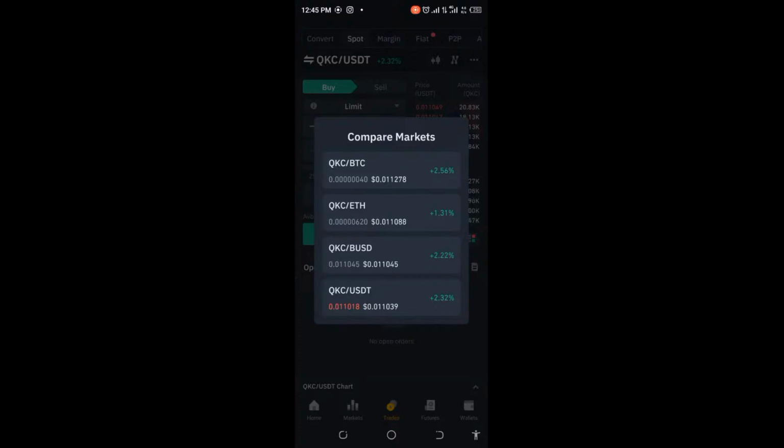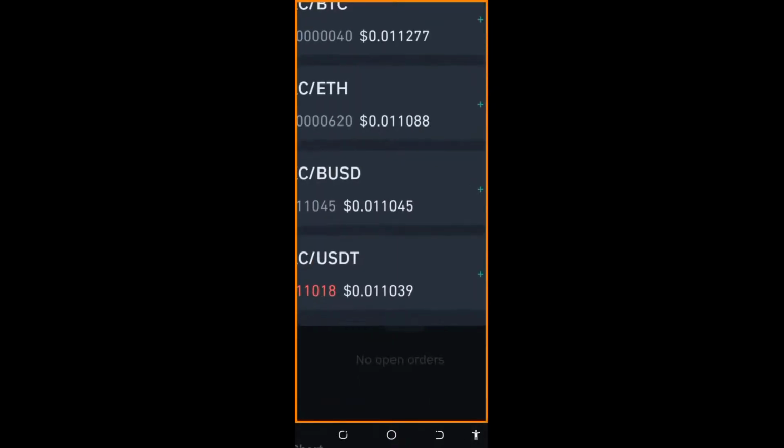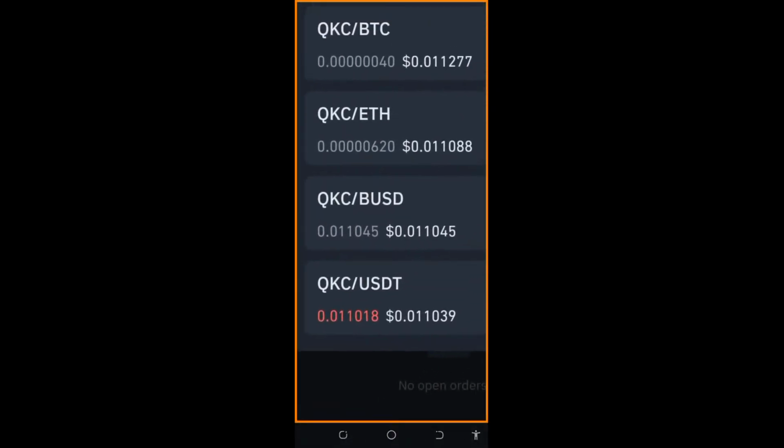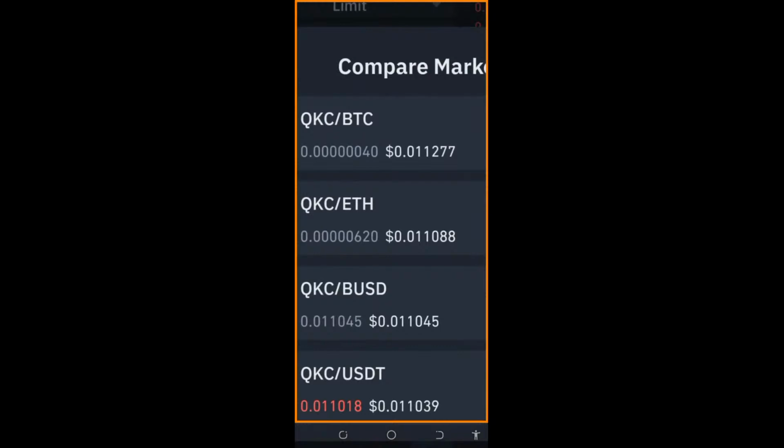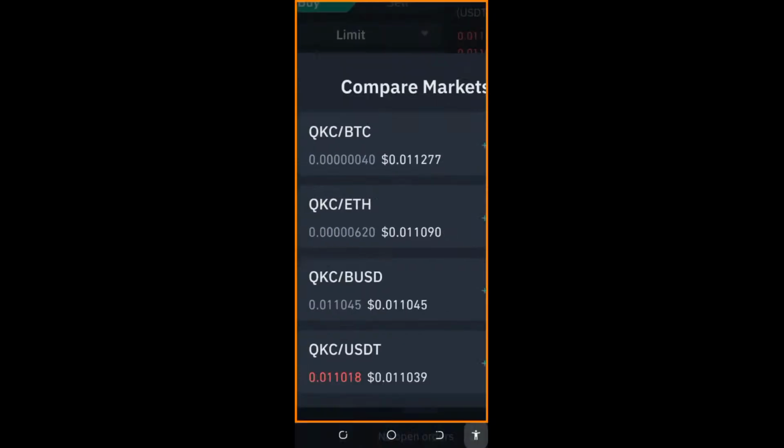Today, we're going to be having another episode of Triangular Arbitrage. All right, so today we're going to be having QKC BTC, QKC USDT, and then of course we're going to see whether this is going to work. So now let's take a good look at what we have here. This is the compare market. USDT is 0110, BTC is 0112. So there's a difference.